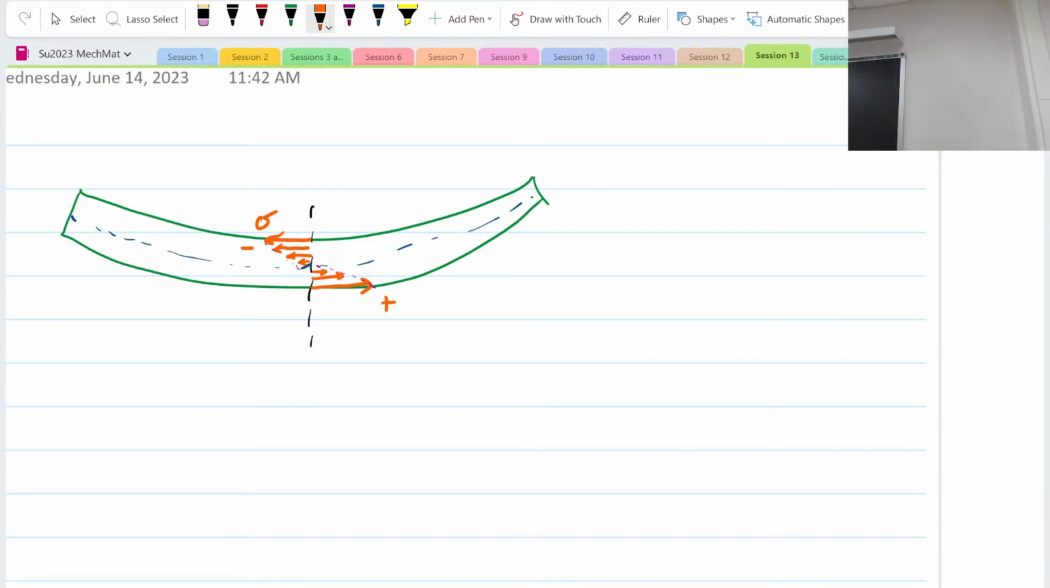And can you just use Hooke's law? So yes, because this is axial loading, essentially localized axial normal loading. Yes, you can say that sigma is equal to E epsilon. This is true.